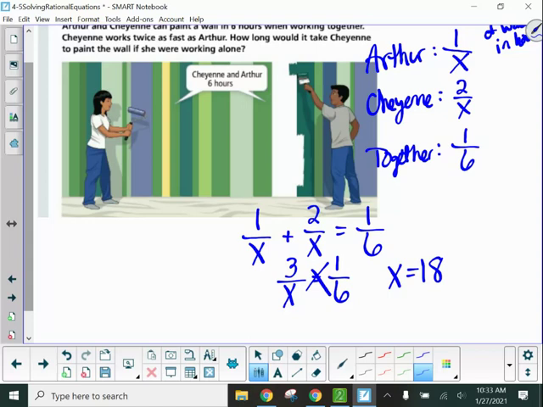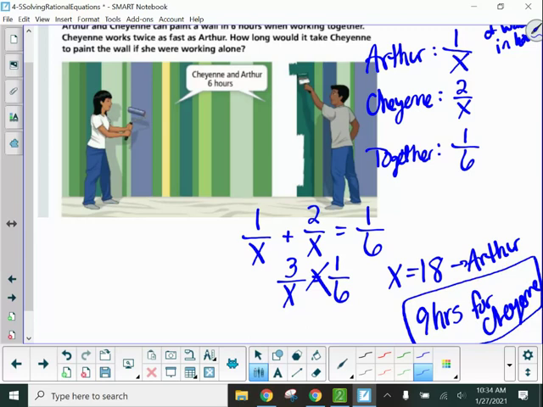So it asked me, how long would it take Cheyenne to paint the wall if she were working alone? Well, 18 hours is how long it would take Arthur. If Cheyenne paints twice as fast, she's going to take half the amount of time. So it would take 9 hours for Cheyenne to paint the wall. And you can see there, if you plug in the 18, 1/18 plus 2/18 is going to equal 1/6. So your math works out there.